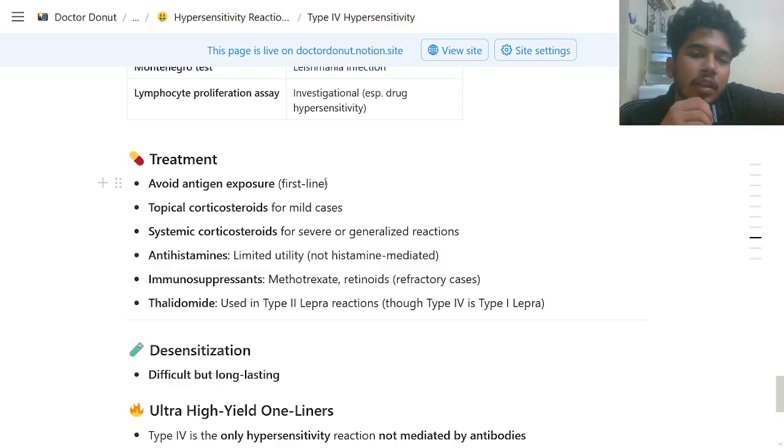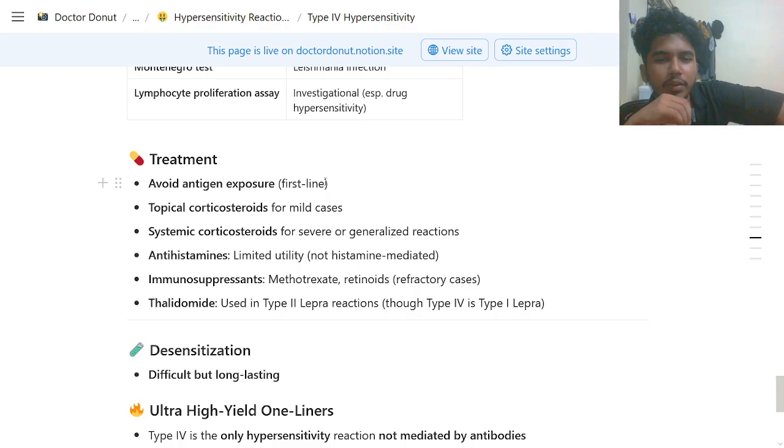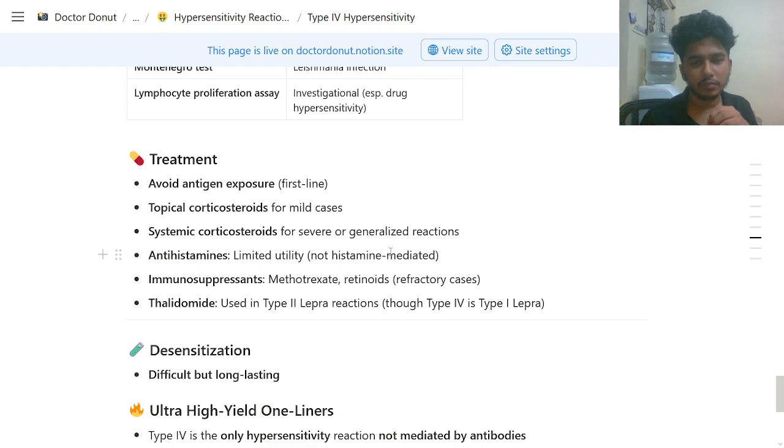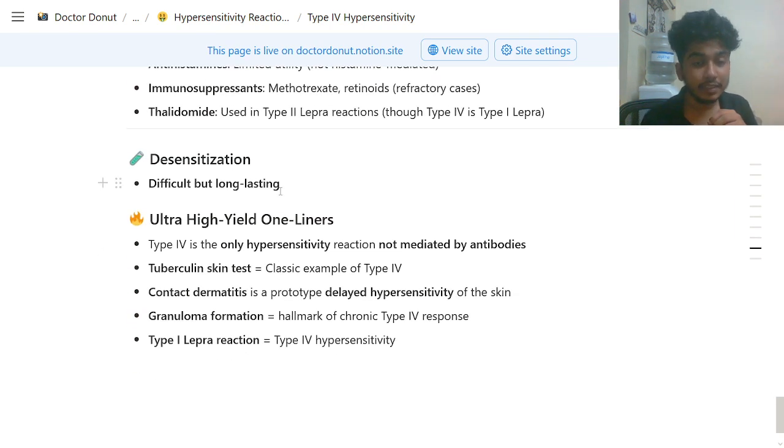So as always, avoid the antigen. You can use topical corticosteroids in mild cases, systemic for severe. Antihistamines can be used, but they are not so useful because type 4 is not mediated by antihistamines. Immunosuppressants like methotrexate and retinoids can be used in refractory cases. Thalidomide is used in type 2 lepra reactions, but type 4 is a type 1 lepra reaction. Desensitization can happen. It's difficult, but it's long lasting.